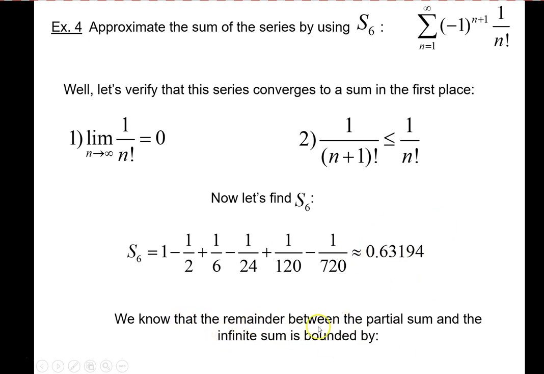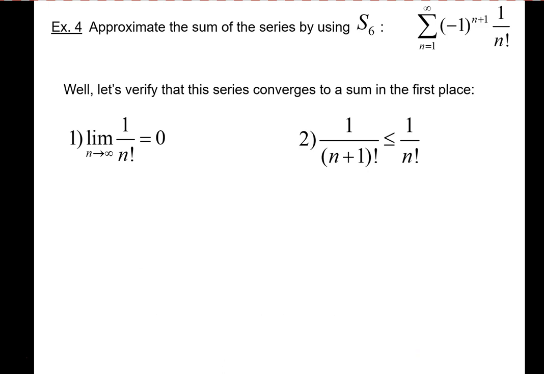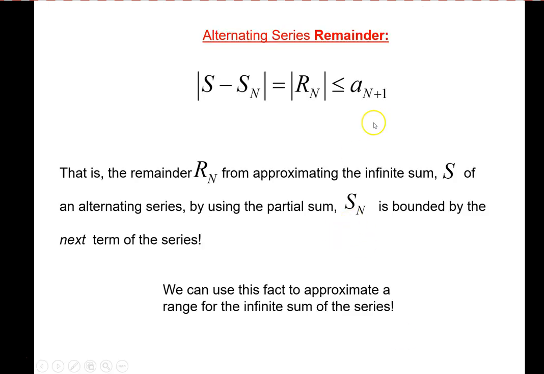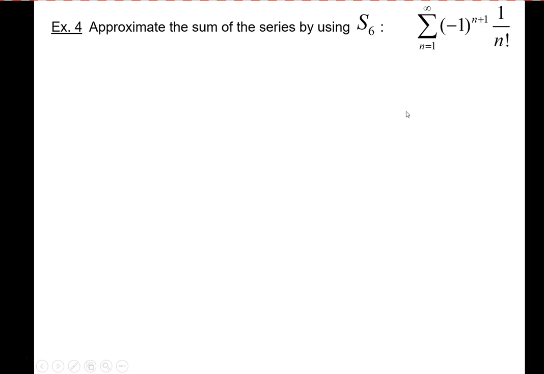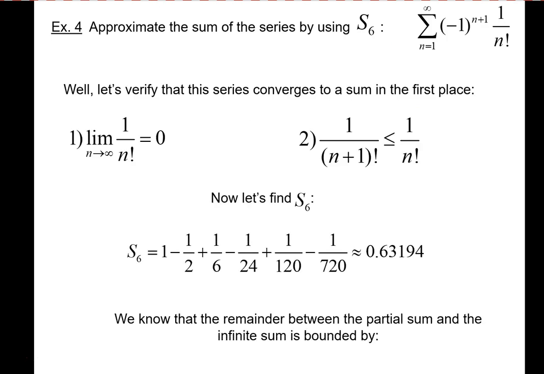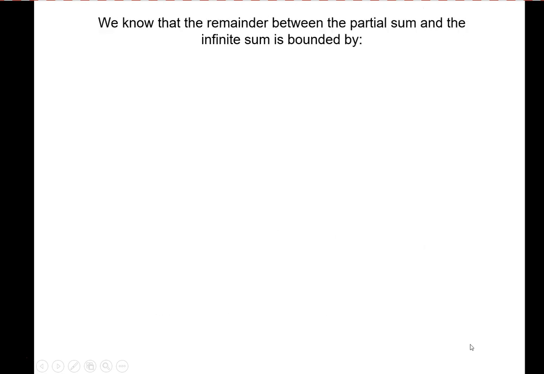We know that the remainder between the partial sum and the infinite sum is bounded by, from that theorem you just wrote down on the previous slide, this remainder right here is bounded by the next term from where I stop. So if I added up the sixth partial sum, the next term would be the 7th term. Let me show you what I'm talking about.